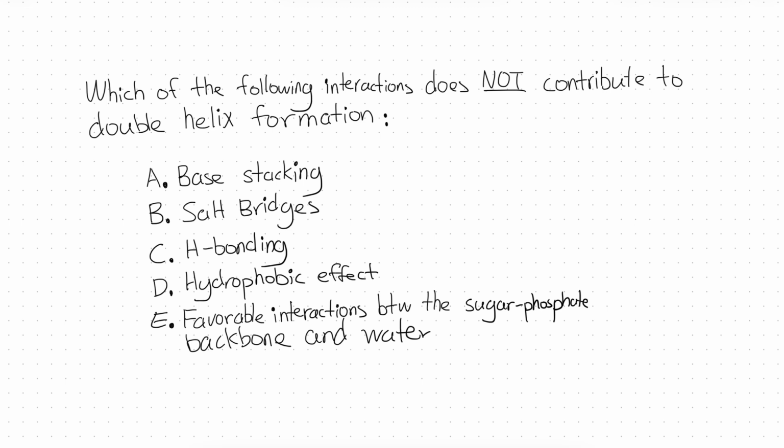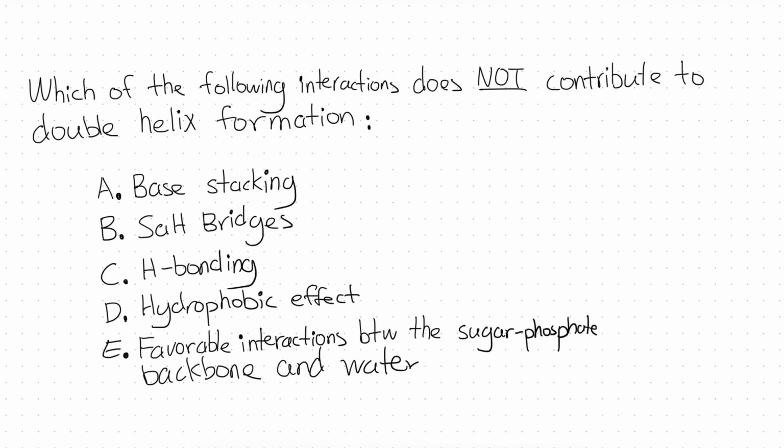All right, I assume you have looked through it already. So let's start with option A, which says base stacking. Base stacking definitely does contribute to double helix formation. In fact, it's the most important stabilizing force in the double helix. The flat aromatic rings of the nitrogenous bases stack vertically on top of one another, and that is stabilized by van der Waals forces and pi-pi interactions. So I'm going to put that down.